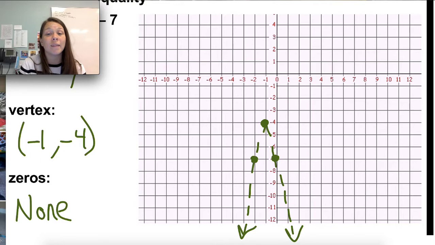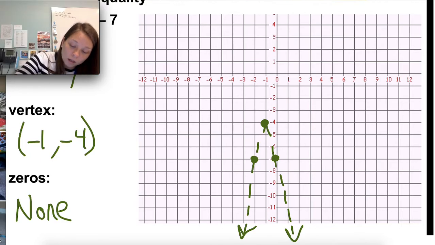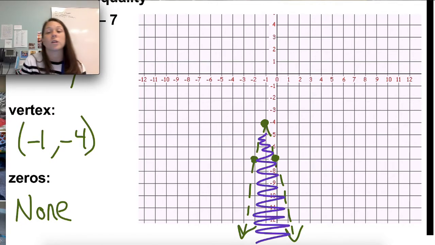Now we want to shade in the area where the y values are getting smaller. And so in this graph, that is going to be here below our vertex.